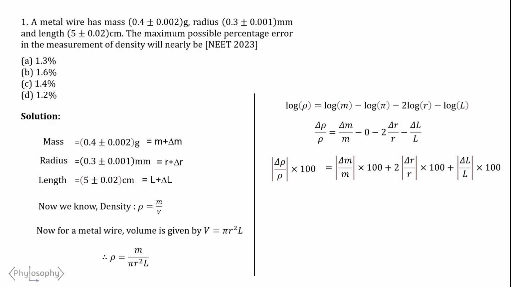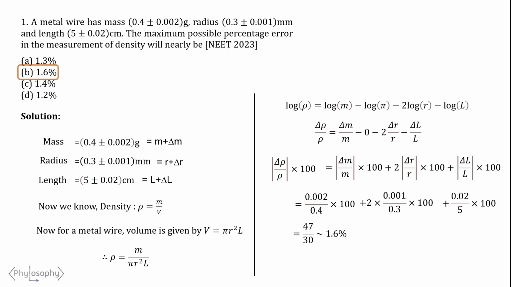Now, from the given data, we can put the values of delta m, delta r, and delta l, and m, r and l. So for delta m it is 0.002 and m is 0.4, times 100, plus for r it is 0.001 and r is 0.3, and for delta l it is 0.02 and l is 5. So if we calculate this, the maximum percentage error in measurement of density will be 1.6%. Therefore, option B is the correct answer.